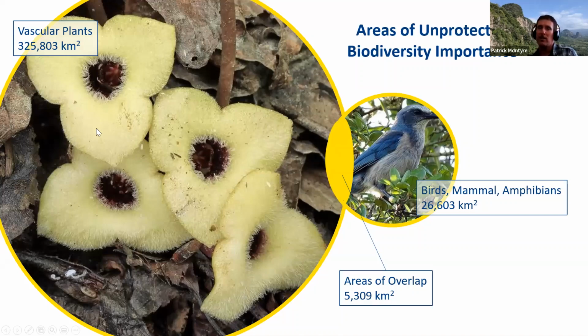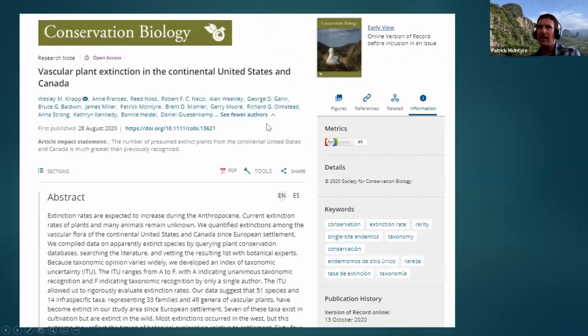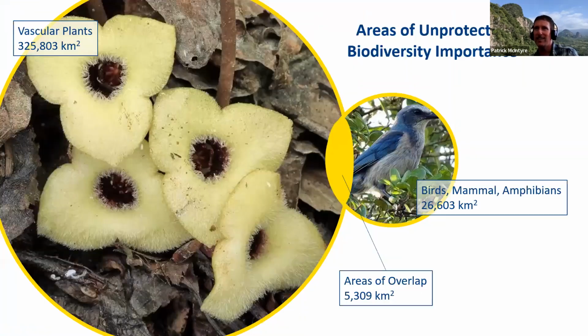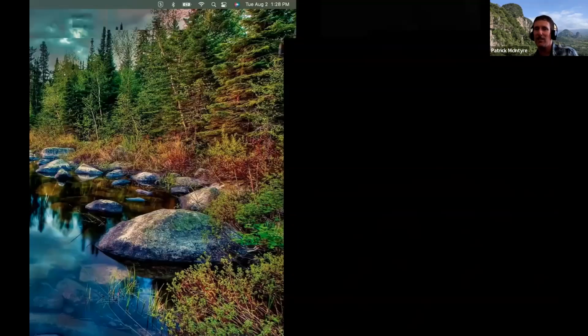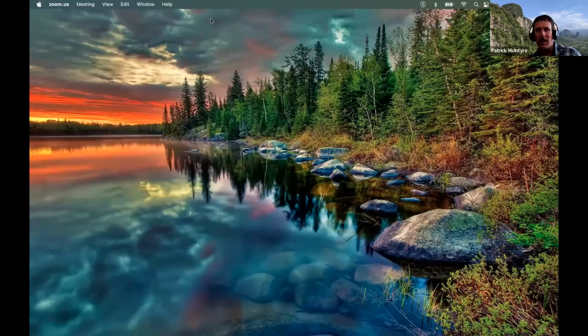geographically, vascular plants account for much of that distribution relative to birds, mammals, and amphibians, which tend to occur in areas that already receive some level of protection, with fairly little area of overlap. So with that, I want to transition to Wes and talk about some of these threats to rare plants, and I'll leave it to you.